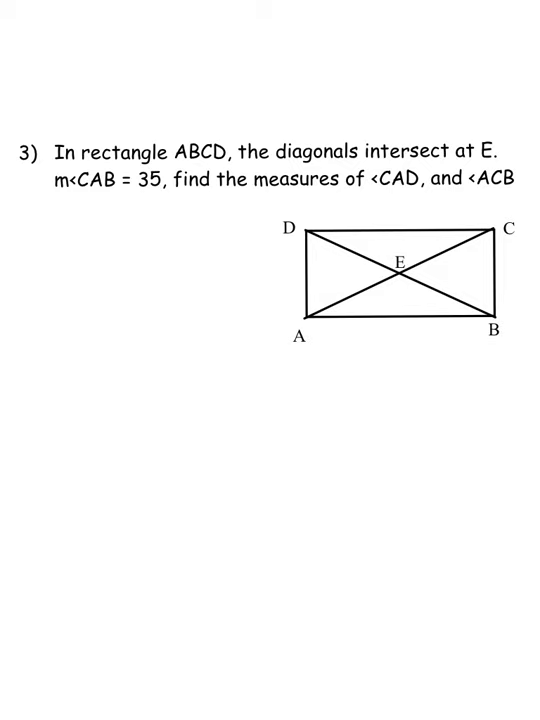If we look at number 3, it gives us a picture, and it says in rectangle ABCD, the diagonals intersect at E. It says the measure of angle CAB, you might want to trace it from C to A to B, so this blue angle here is 35. Find the measures of CAD. So CAD, I'm going to call that one X. And ACB, so A to C to B, I'm going to call that one Y.